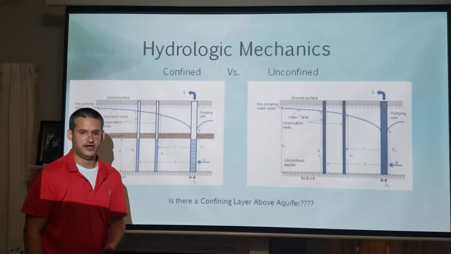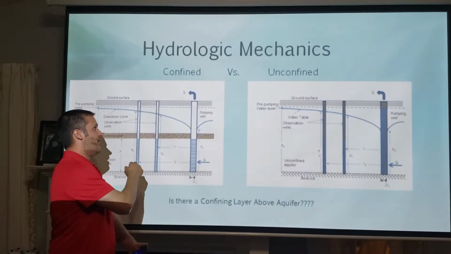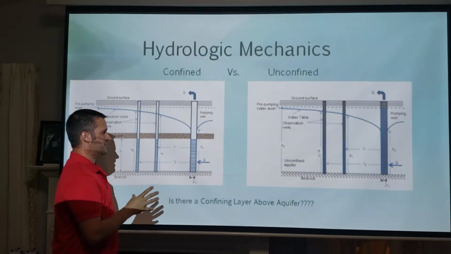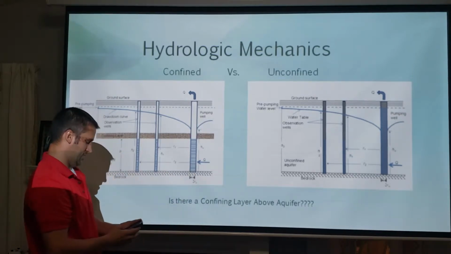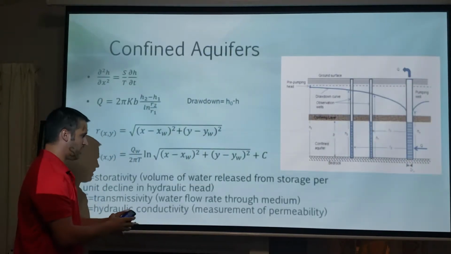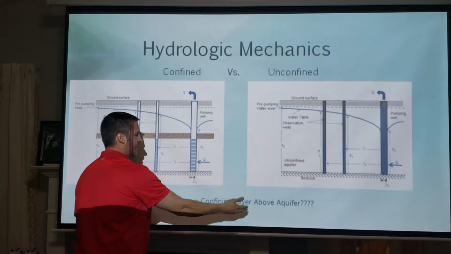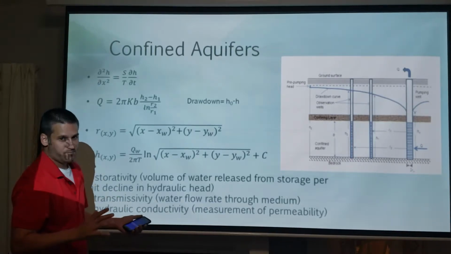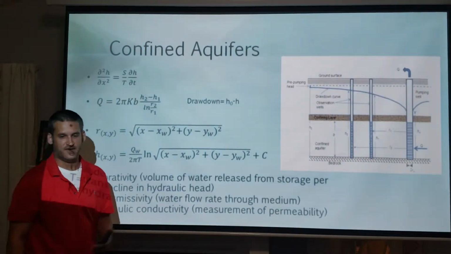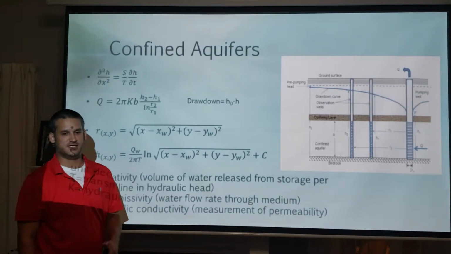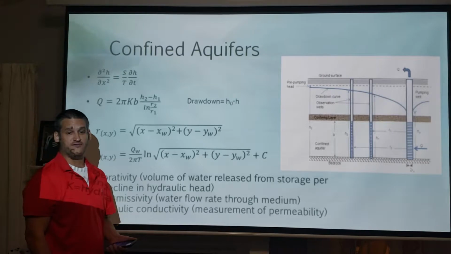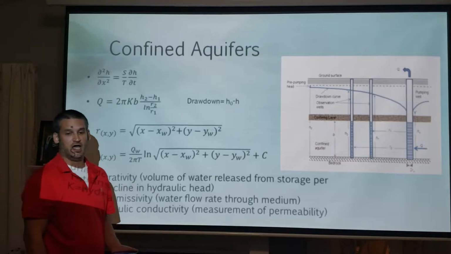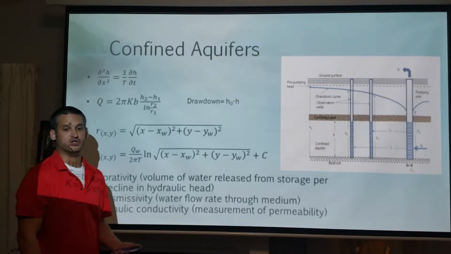Okay, so we have two different types of aquifers here. We have a confined and an unconfined, and we're basically about to go over the in-depth difference in that. So basically, what it comes down to is, is there a confining layer above the aquifer? So with a confined aquifer, we use the transient equilibrium equation, which is the second partial of h over the partial of x squared, and that's equal to the storativity over the transmissivity times the partial dh over dt.